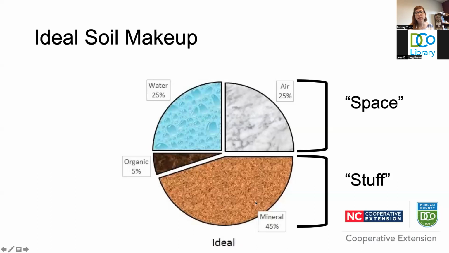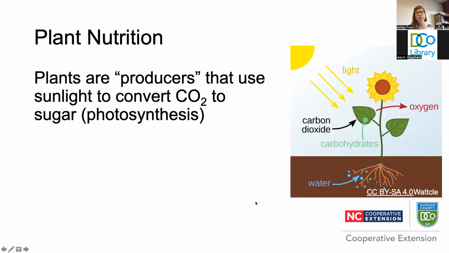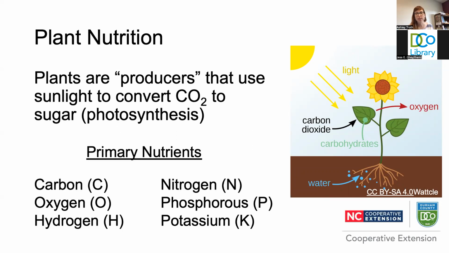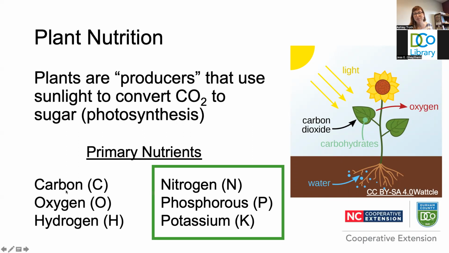But the really great thing about the clay is that if we think back to what plants are doing, these producers use sunlight to convert CO2 to sugar. They don't just need water and carbon dioxide to do that, right? They need a whole bunch of other nutrients. That's how they build their little plant bodies and all their other structures. Some of the primary nutrients they need are carbon, oxygen, hydrogen, and then nitrogen, phosphorus, and potassium.